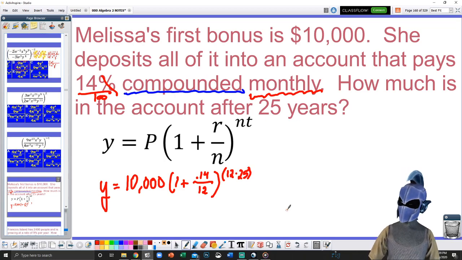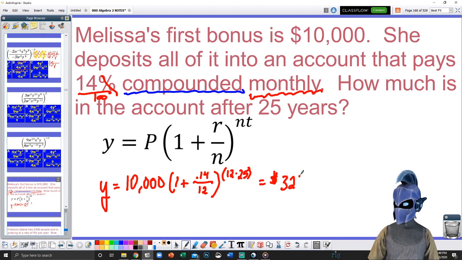All right, so I take out my calculator. I press the on button. I type 10,000, parentheses, 1 plus 0.14 divided by 12, parentheses, exponent, parentheses, 12 times 25, parentheses, equals, let's see, 25 years. You're not going to believe this. We ended up with $324,513.08. That's a lot of cash from just $10,000.